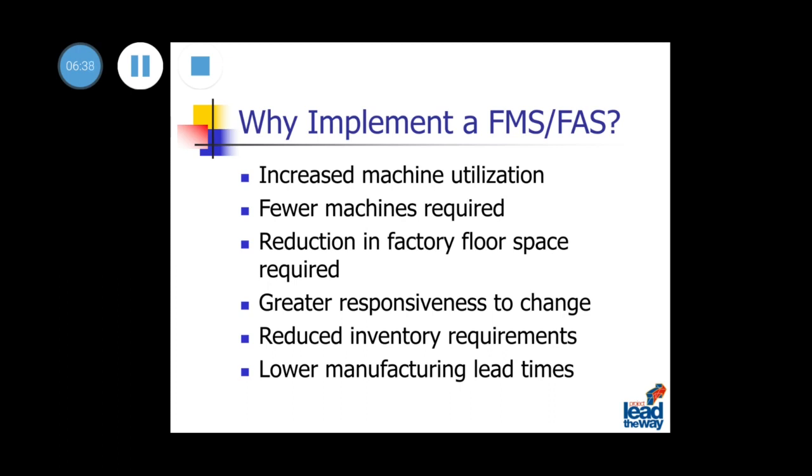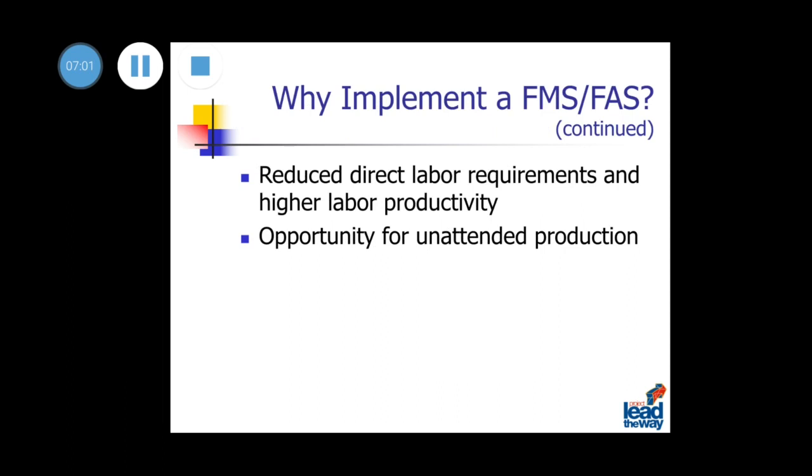Why should an FMS be implemented? What will it lead to? It will lead to increased machine utilization. It will require only fewer machines, reduction in factory floor space, and great responsiveness to change because it can accommodate product variety, and there is flexibility in the machines, product, and workstation. There is reduced inventory, lower manufacturing lead times, reduced direct labor requirements, higher labor productivity, and opportunity for unattended production because the entire system is going to be automated.